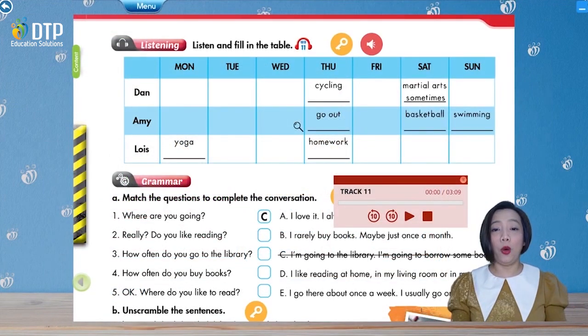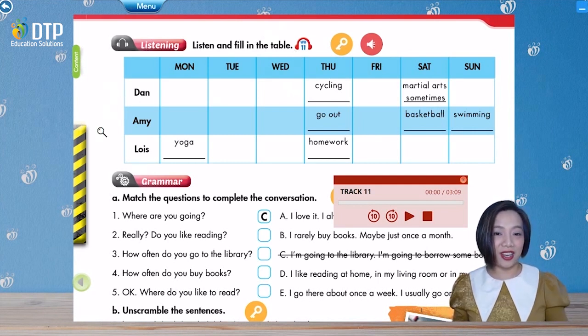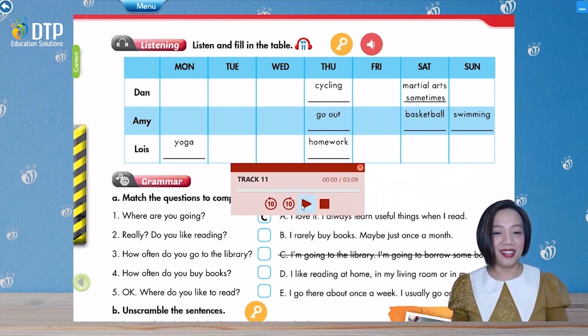Okay, now please open your workbook on page 21. Let's listen and fill in the table here. How many people do you see here? 3. They are Dan, Amy, and Lois. And this is the schedule. Now are you ready to listen and fill in the blanks? Let's listen.